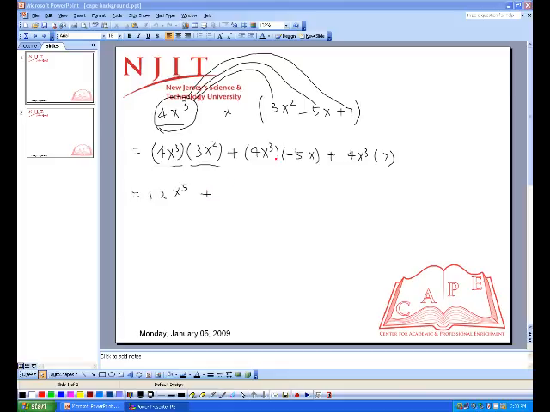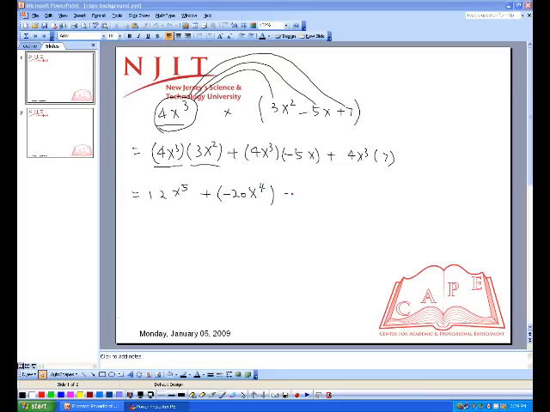Now plus, for the second term, you multiply the coefficients, so 4 times minus 5 gives you minus 20, and then you add the degrees, so this is the third degree, x to the third power, and this is just x, which is the first degree, x to the first power. So 3 plus 1 will give you 4, so this is x to the fourth power.